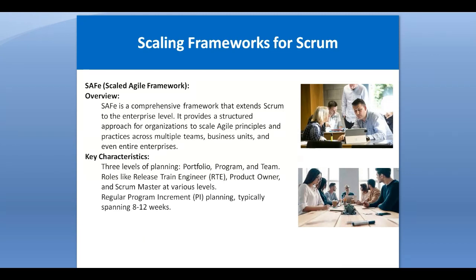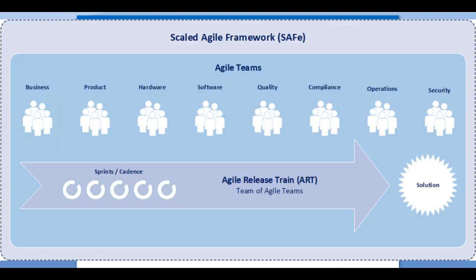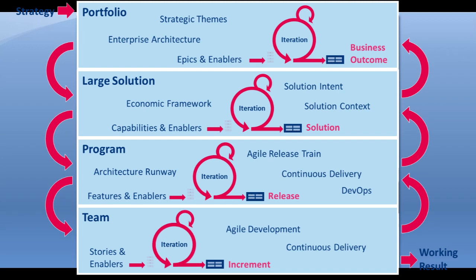Then SAFe, the Scaled Agile Framework. SAFe is basically a comprehensive framework that extends Scrum to the enterprise level. It provides a structured approach for organizations to scale agile principles and practices across multiple teams, business units, and even the enterprise as well. There are three levels of planning in SAFe: portfolio, program, and team. And there are a few roles as well, like release train engineer, product owner, and Scrum master.